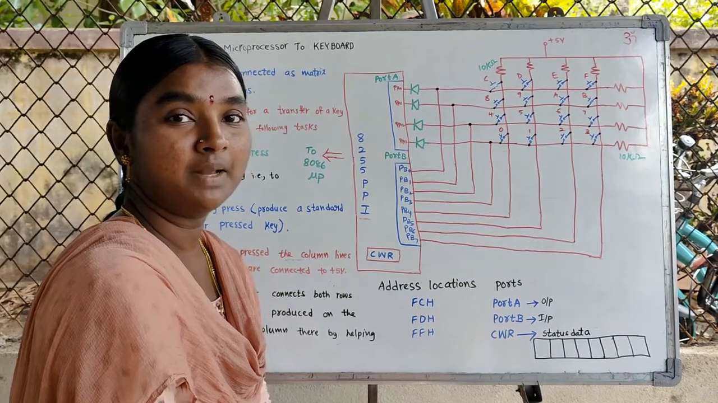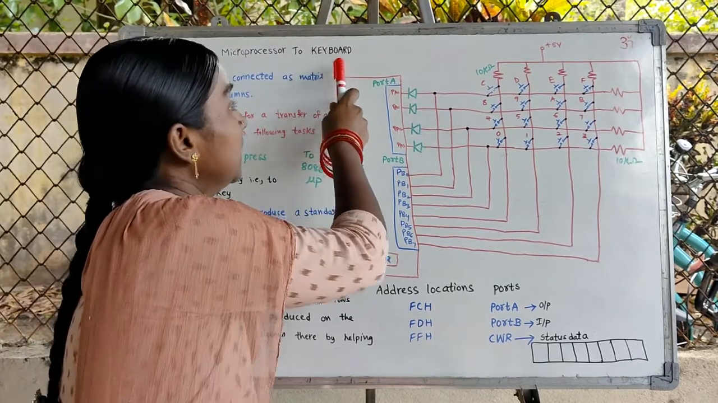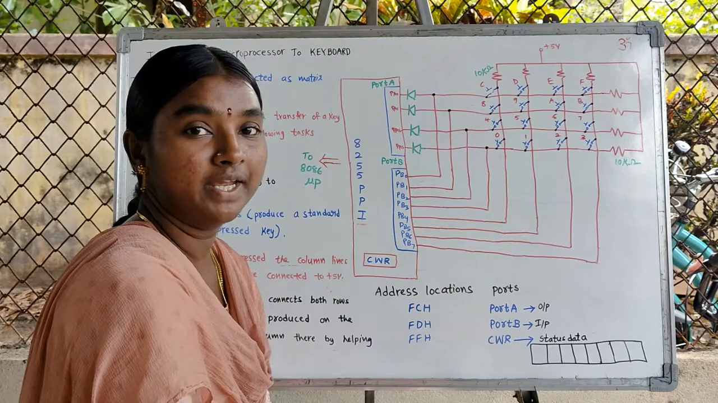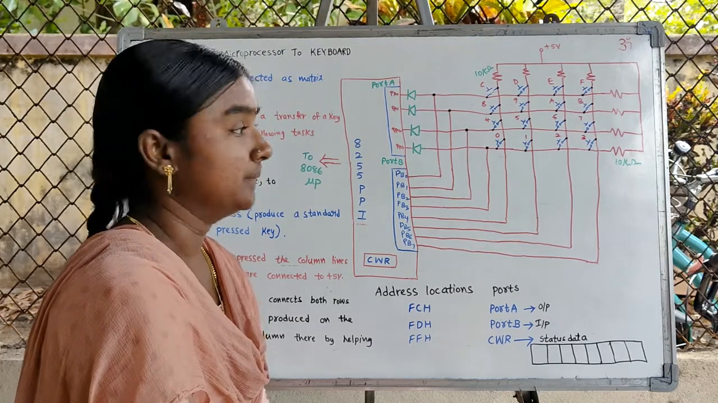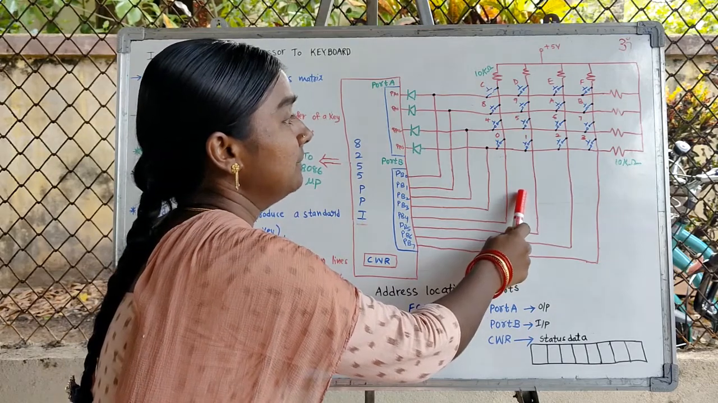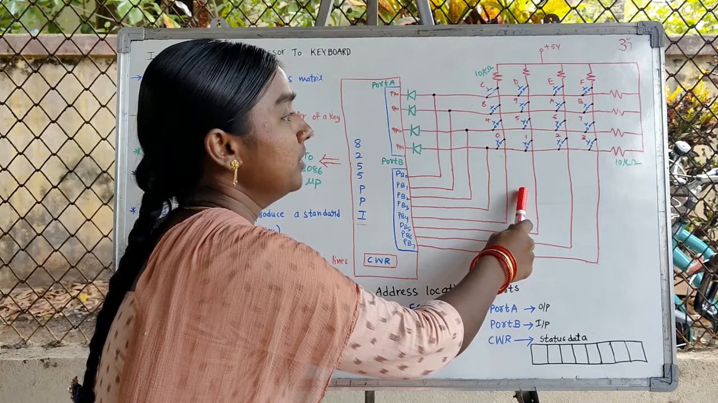In this lecture, I will explain interfacing a microprocessor to a keyboard. Here, the keyboard is one of the major input blocks for any microcomputer. I considered a hexadecimal type keyboard, which we also call a 4x4 keyboard.